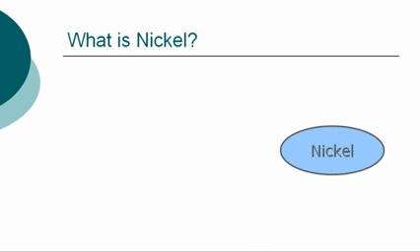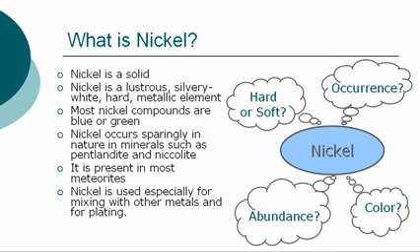What is nickel? In a general overview of the element, we can at first describe nickel as a solid. Nickel is a solid. It is a lustrous, silvery white, hard metallic element. However, most nickel compounds are blue and green. Nickel occurs sparingly in nature in minerals such as pentlandite and nickelite. It is present in most meteorites. Nickel is used especially for mixing with other metals and for plating.